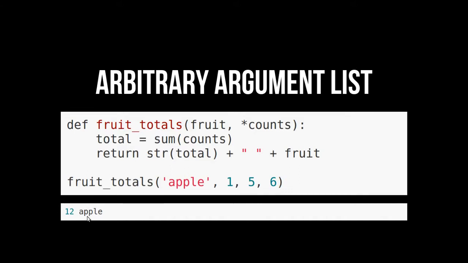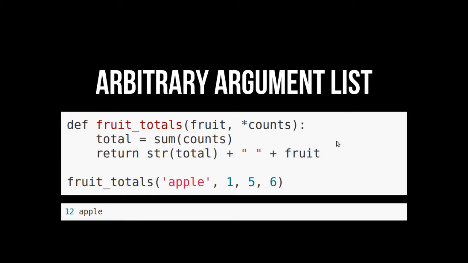There is also arbitrary argument lists. So these are essentially a whole bunch of arguments, a list. So here we go. We've got fruit totals. And so we've got a fruit, and then we've got the star, and then there's going to be a number of arguments. And it's going to be given to us as a list. So we're going to use sum, and that's just going to add up an entire list. And then we're going to take the number and then say plus total fruit.